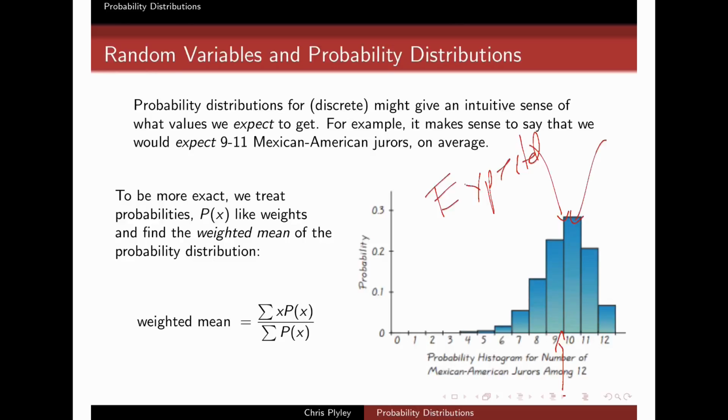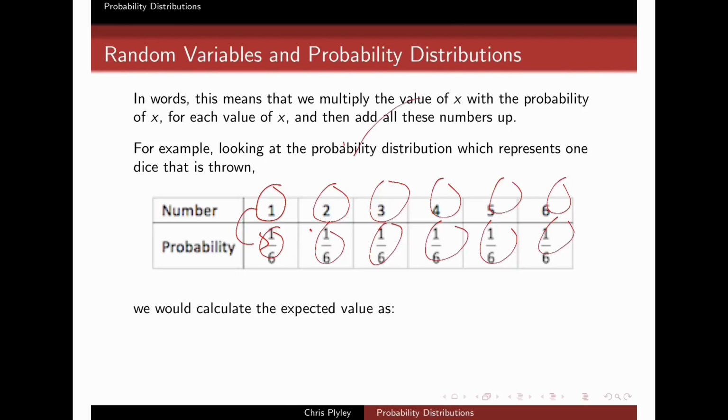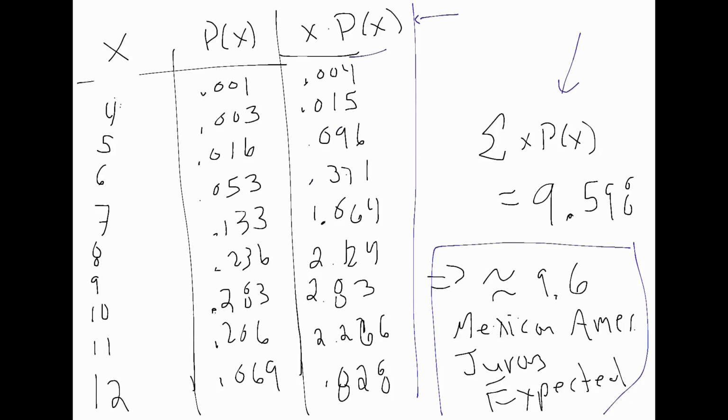This is how we find the expected value of any probability distribution. We take the value of the random variable x, we multiply by the probability, and we add it all up.